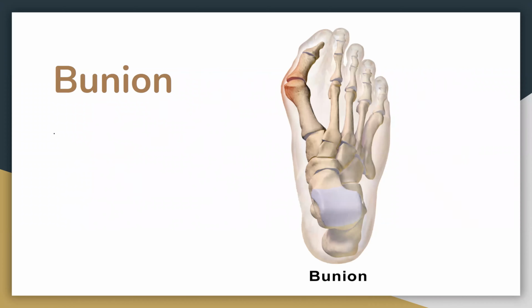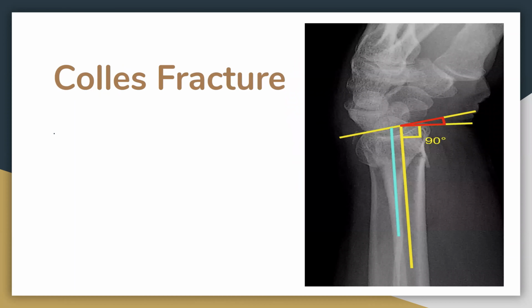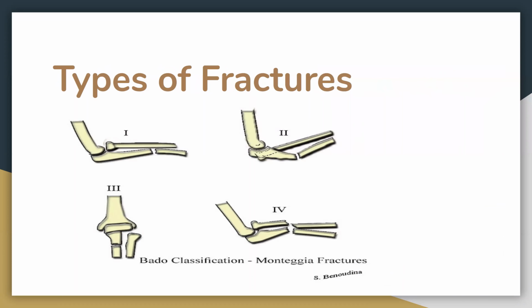Here are some complications of your musculoskeletal system. You have a bunion, which is kind of like a growth, if you will, in one of the joints of your toes. You have fractures oftentimes, especially if you have very active children in sports and the like, or very elderly patients. There are some different types of fractures that you can have.